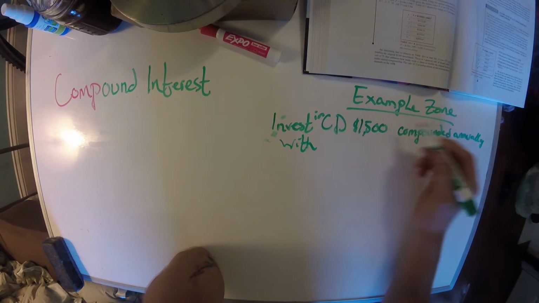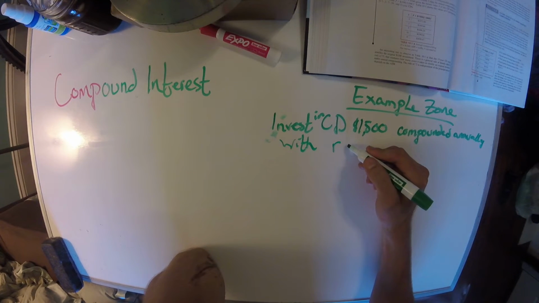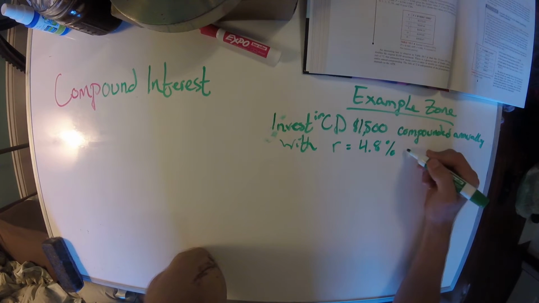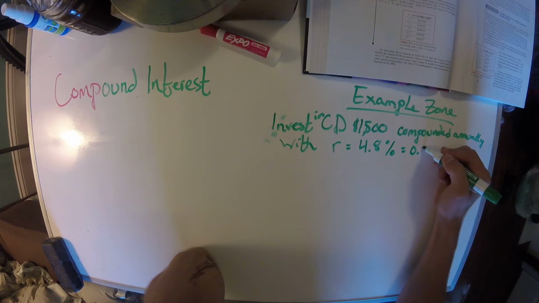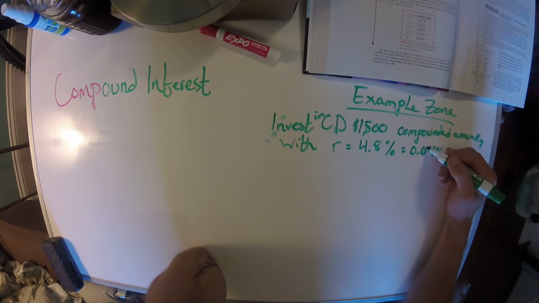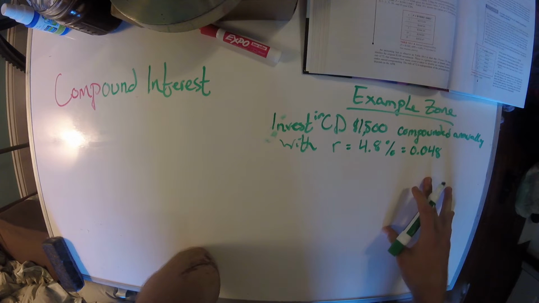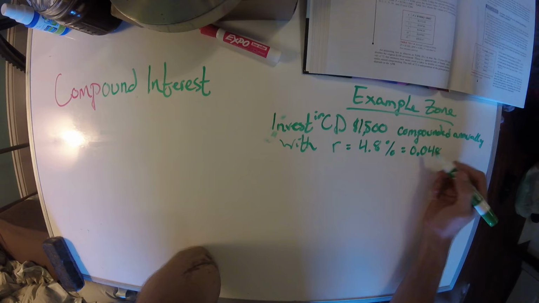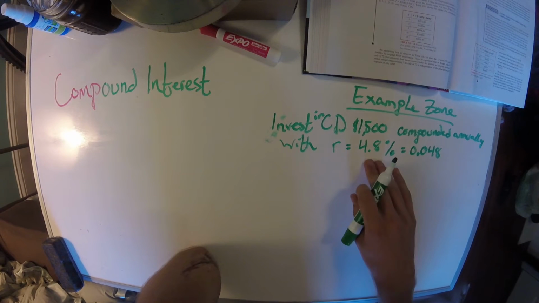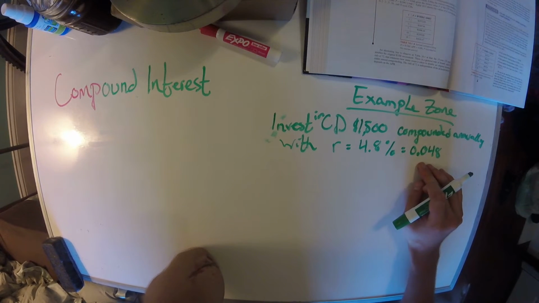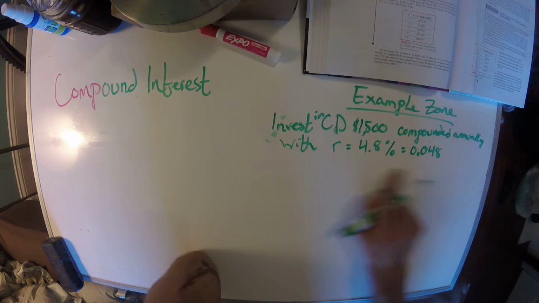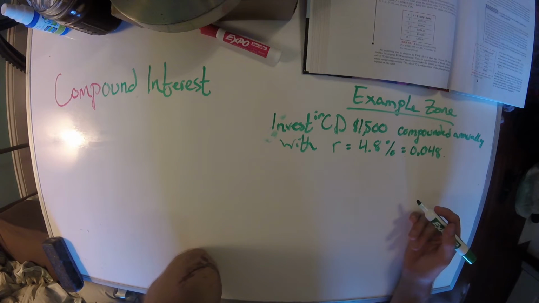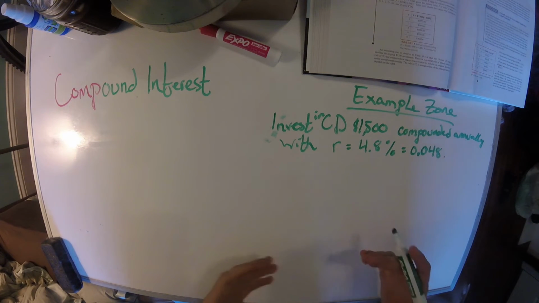with R equals 4.8%, which of course is equal to 0.048. I'm kind of running under the assumption that you're comfortable converting percentages to decimals. But if this part confuses you, you can always ask me about it, and I'm sure that you'll get it very shortly after that.